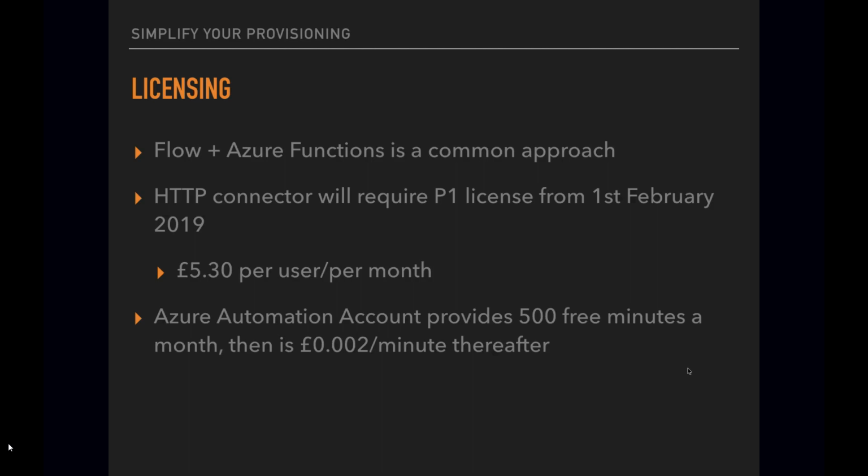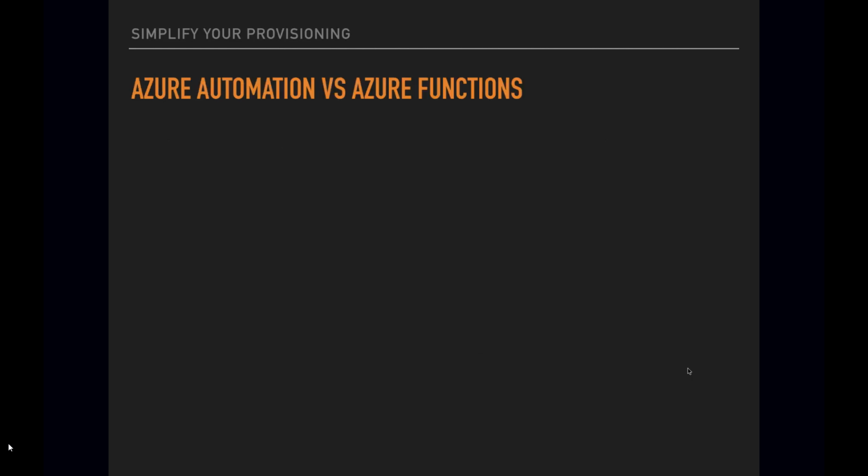But in contrast, the Azure Automation account actually works on minutes of execution. You get 500 free a month, and then it's quite a low cost afterwards for when it's running. So it's a different licensing approach completely, but it seems to be something to keep an eye on. They say Azure Automation at the moment, from the Flow side, is a cheaper way of doing it, but whether it's the best way for your needs is up to you.